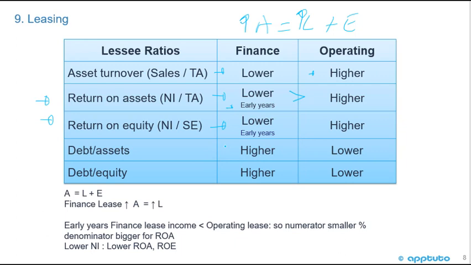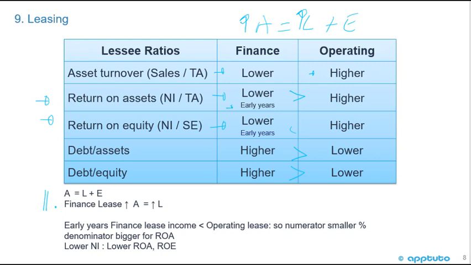My debt to assets is going to be higher. Why? Look at my debt. My liabilities has gone up. Even though my assets and my liabilities has gone up, my debt to assets is going to be higher under a finance lease. And my debt to equity is going to be higher as well because I've got the higher debt. So again, down here, I've just a little bit reminder.